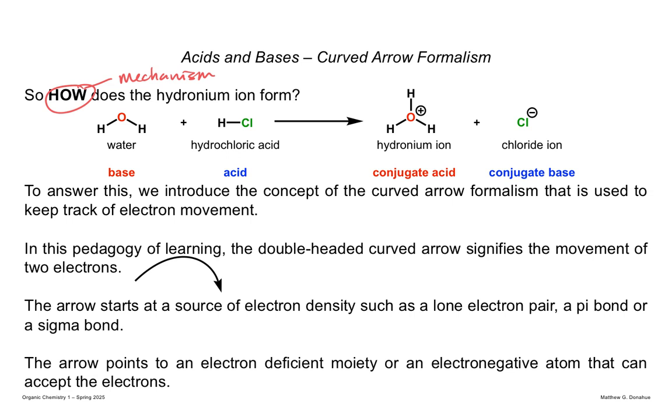So again, the double-headed arrow shows the movement of the electrons. And that's the how. It's the mechanism that shows how these things are formed. So when we do start learning reactions, you have your starting materials and your products. And then to understand how that happens, you have to push these arrows. That's the pathway of getting there.